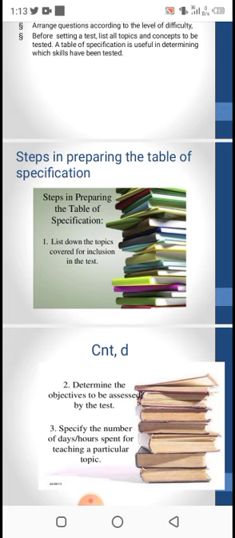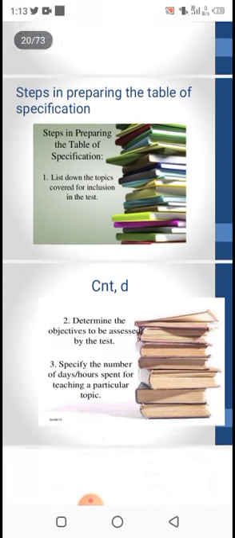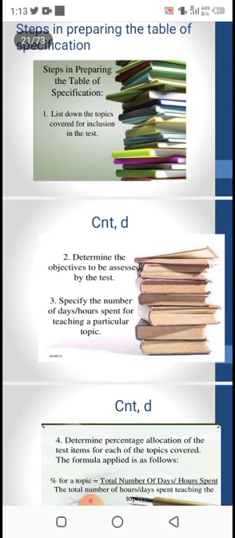The first step, list down the topics covered for inclusion in the test. The second, determine the objectives to be assessed by the test. Third, specify the number of days or hours spent for teaching a particular topic. Fourth, determine a percentage allocation of the test items for each of the topics covered. The formula applied is as follows.